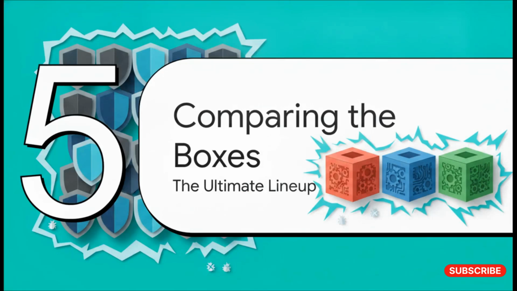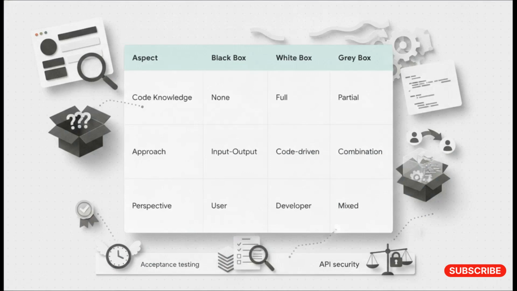All right, Section 5, comparing the three boxes, the ultimate lineup. Let's just walk through this master comparison together, because it really ties everything up. Take a look at the knowledge of code here. It scales perfectly, right? From none in the black box all the way to full in the white box, and then settling comfortably at partial in the gray box. And because of that, the testing approach completely shifts. It goes from strictly input-output to intensely code-driven to a really smart combination of both. Notice the perspective shift, too. We move from the end user straight to the developer and then land on a mixed perspective.